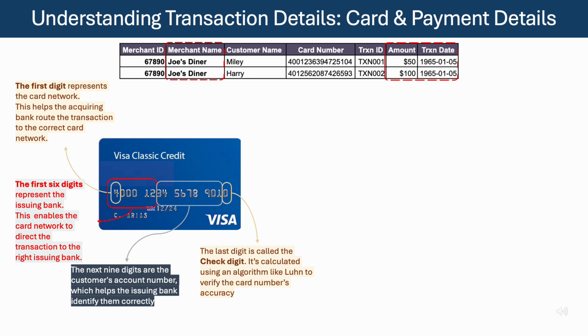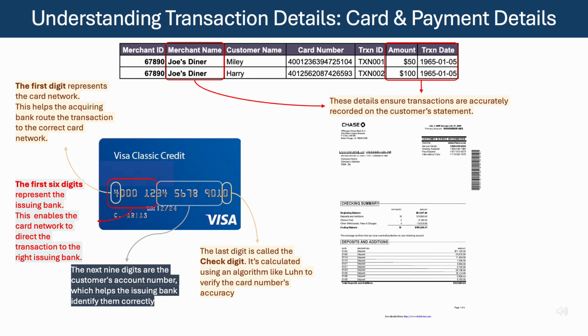Now, let's talk about payment details. These details ensure transactions are accurately recorded on the customer statement. Think about how you check your banking app today. If you spot a charge you don't recognize, you contact your bank to dispute it. In the past, customers relied on monthly paper statements to catch unfamiliar transactions and raise disputes.